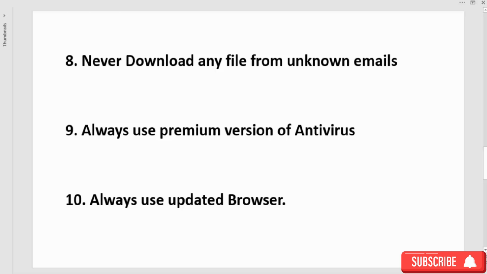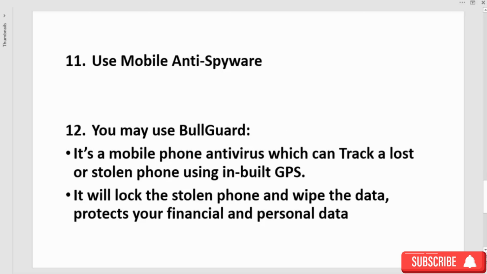Always use an updated browser. Again, use mobile anti-spyware. Anti-spyware would help you to detect spyware in your mobile phone and remove it, right? Now you may use BullGuard. Now what is BullGuard?